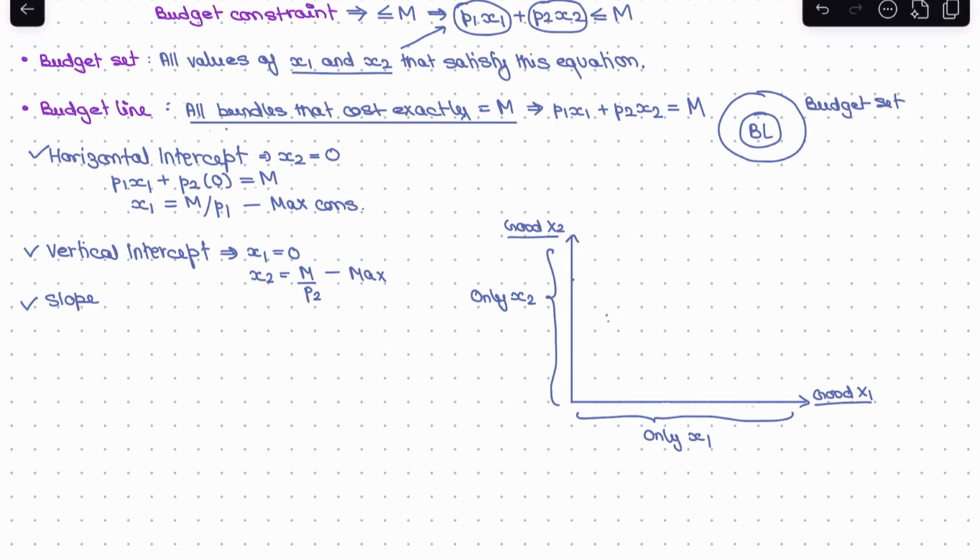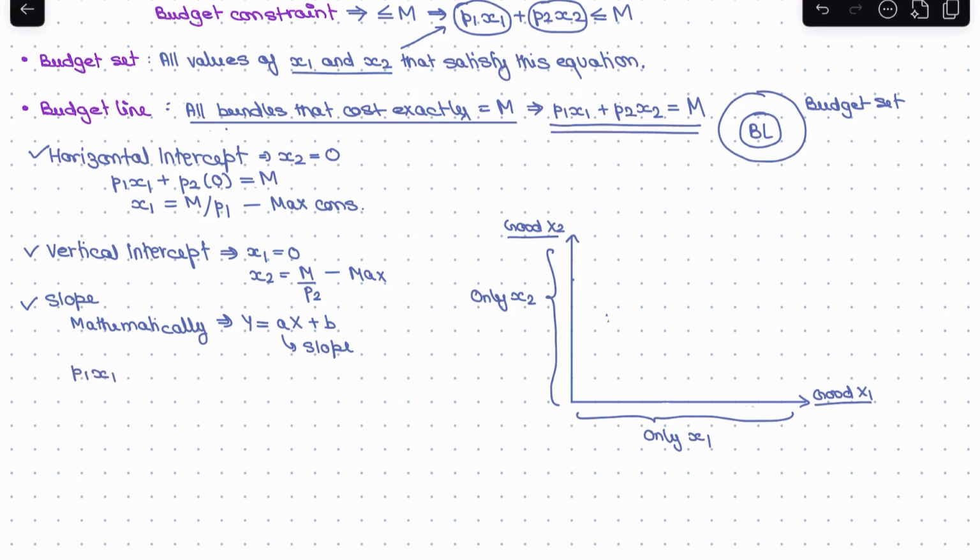Now let's look at the slope, but before that, let's remember the mathematical equation of a line with two axes, x and y. The mathematical equation of a line is y is equal to a into x plus b, where a would be our slope and b would be our intercept. So what we are going to do right now is transform our budget line into something that looks similar to the mathematical equation of a line.